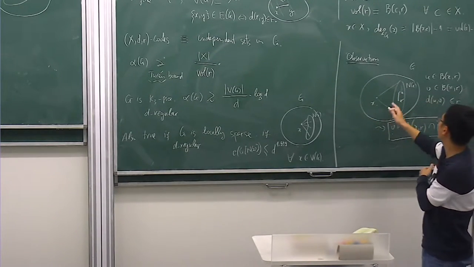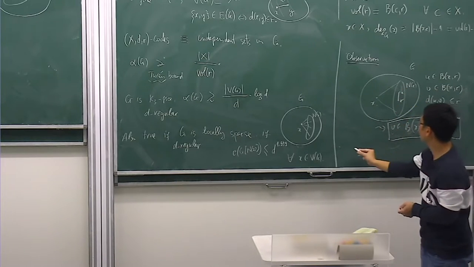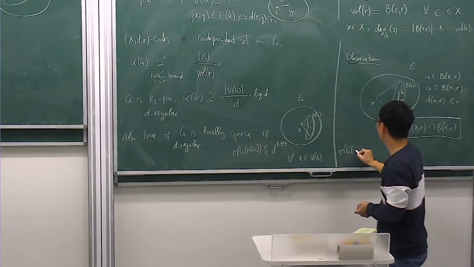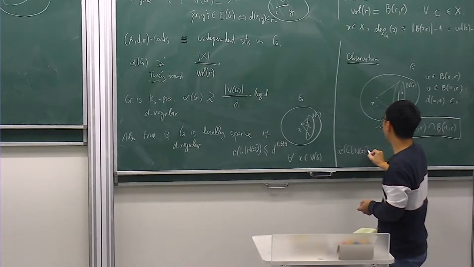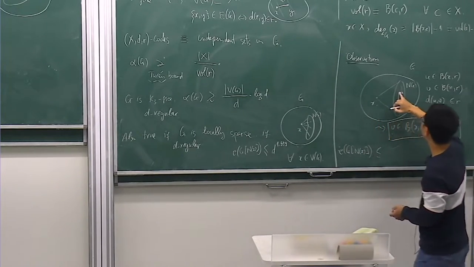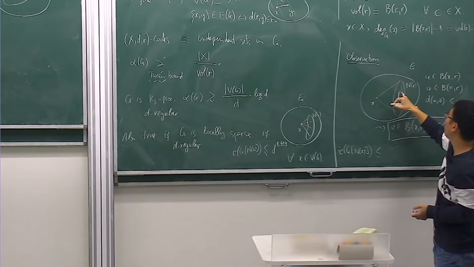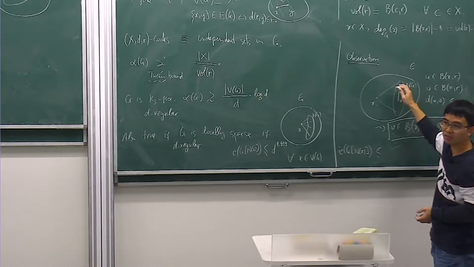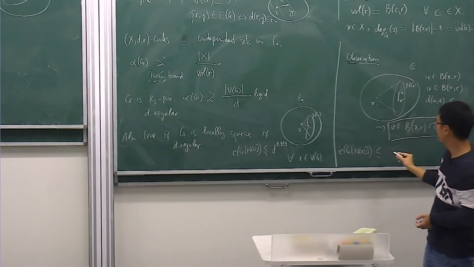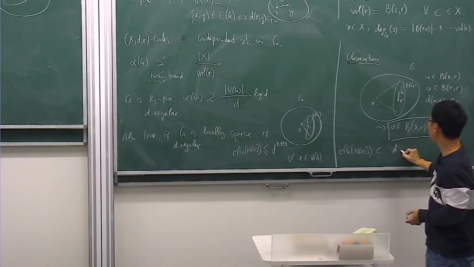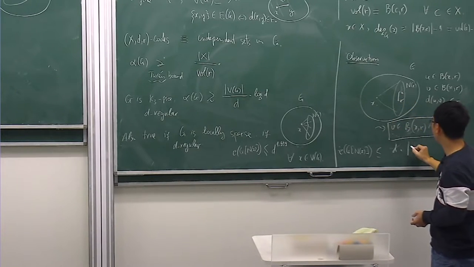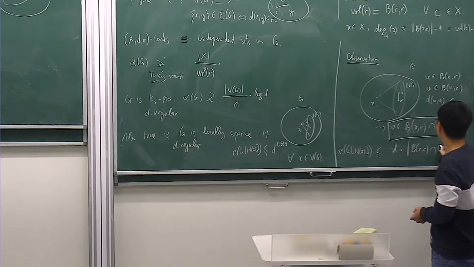And we can simply bound the number of edges within the neighborhood by the number of choices for u, which is almost d because the graph is d-regular, times, for v, the cardinality of this intersection.